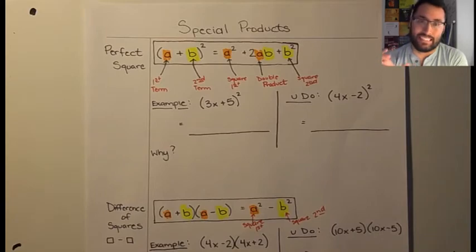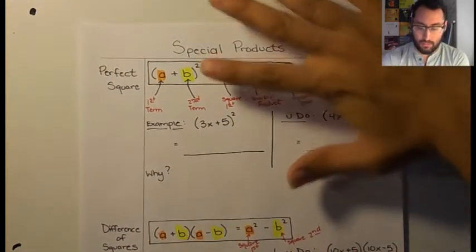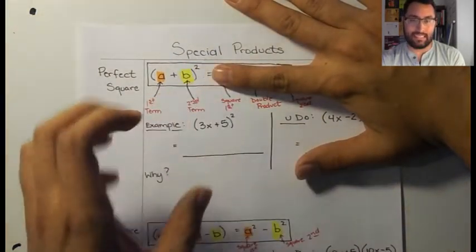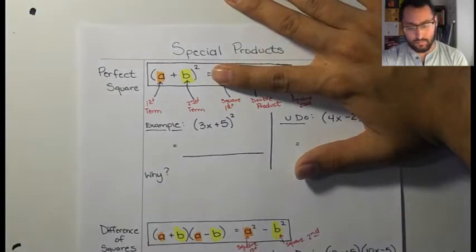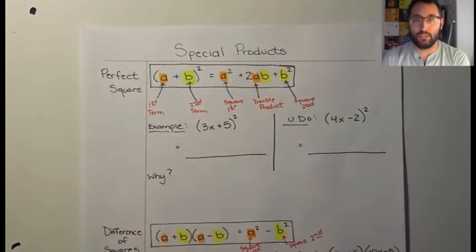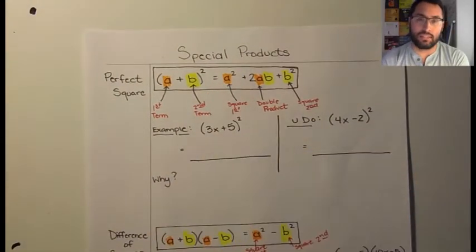We can only use it if it's in this form. The first one is called perfect square. It's just where we have a binomial that's squared to the second power. For this, we have a formula where we have our first term, second term. It'll always be of this form: a squared plus 2ab plus b squared.